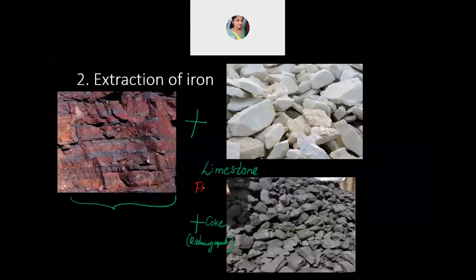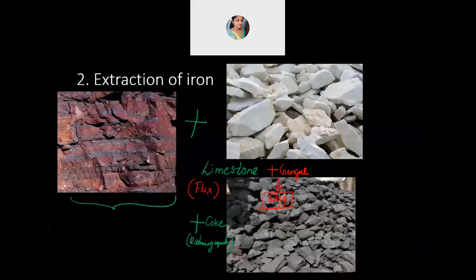Now, what is the function of limestone? Why is limestone added? Limestone is acting as flux. I have told you what is flux. What is the function of flux here? Why is flux added? Flux combines with the impurities, that is gangue impurities, to form slag. So this flux, this limestone, will combine with the gangue to form a slag. That you will see later. So limestone is used there, acting as a flux.